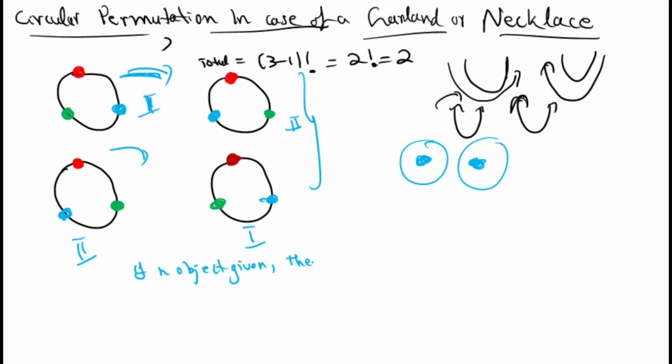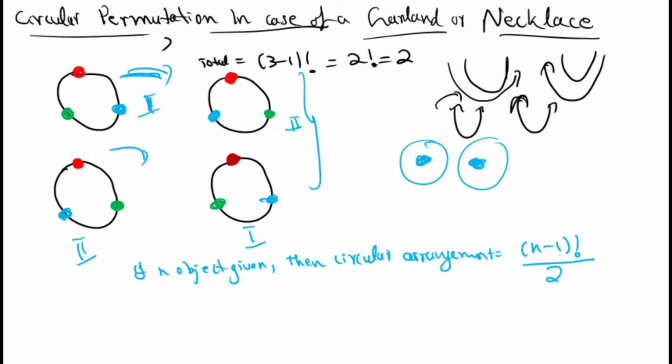then the circular arrangement is equal to (n minus 1) factorial by 2. Why by 2? Because here clockwise and anti-clockwise arrangements are the same. Okay, this is a very important formula. Arrangement of n objects in a circular position is equal to (n minus 1) factorial, but the arrangement of a garland or necklace is equal to (n minus 1) factorial divided by 2.